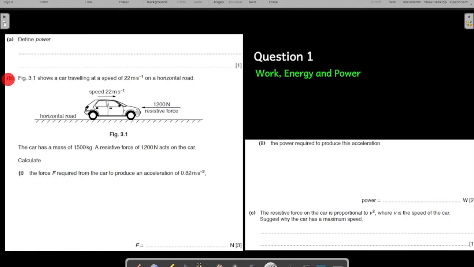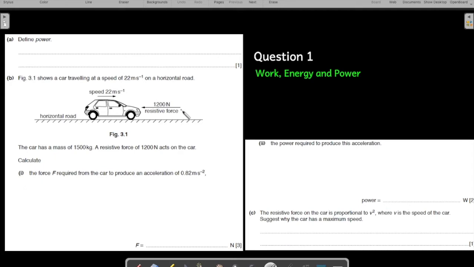Now let us understand what is happening in part B. Figure 3.1 shows a car traveling at a speed of 22 meters per second on a horizontal road. The car has a mass of 1500 kg. A resistive force of 1200 newtons acts on the car. Calculate the force F required from the car to produce an acceleration of 0.82 meters per second square.